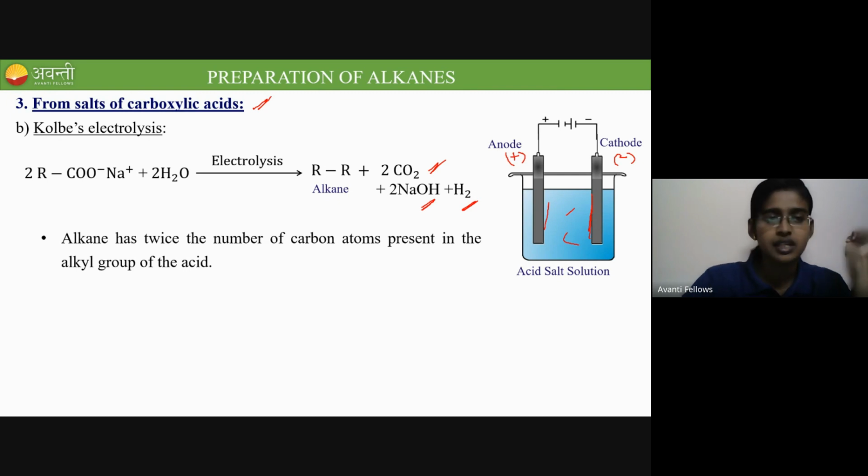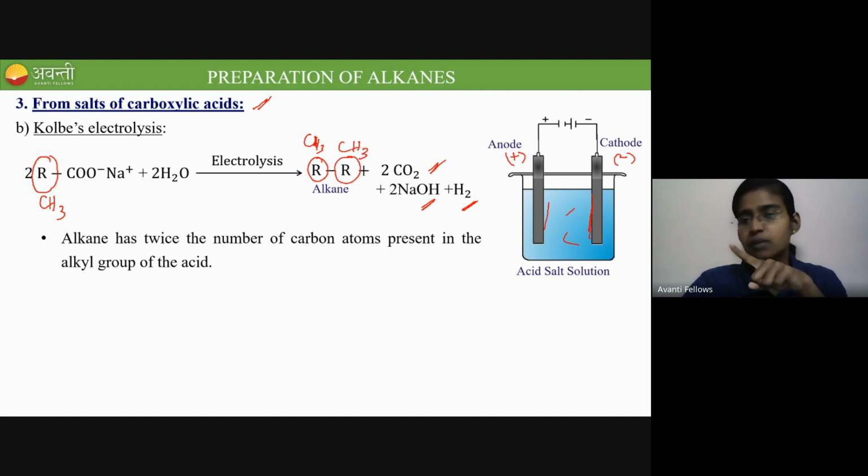So you see, this is the alkyl group. Let me take this alkyl group as CH3. But in the product, we have two alkyl groups connected with each other. So this is also CH3 and the other one is also CH3. In the reactant, we have only one carbon, but in the product, we have two carbons. So what is happening? The alkane has twice the number of carbon atoms present in the alkyl group of the acid. These are all the concepts you have to keep in your mind.